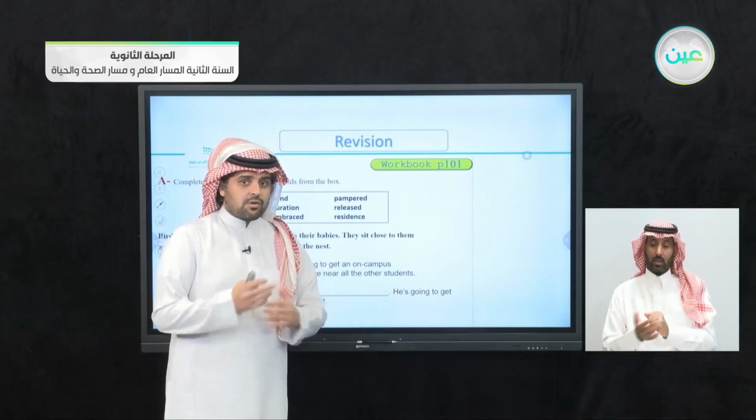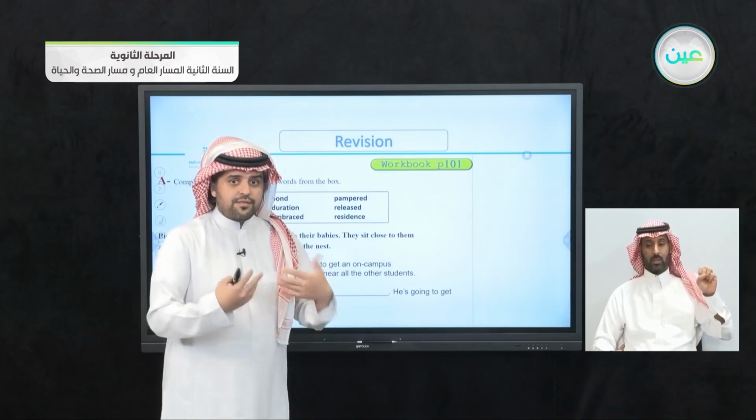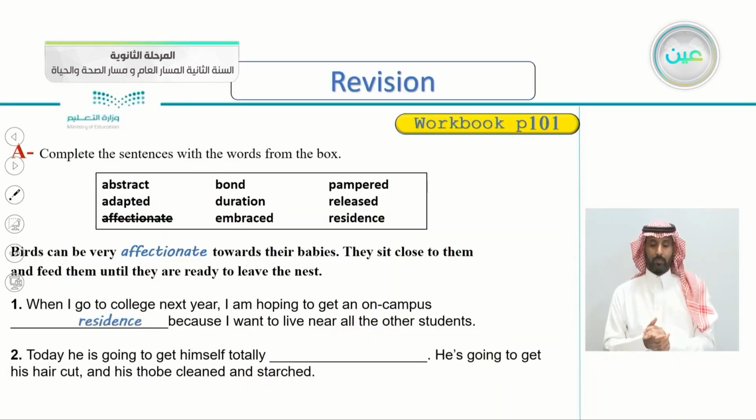So what's the correct answer here? What's the word that means something that you live in? The correct answer here is residence. Residence is the place that you live in. So when I go to college next year, I'm hoping to get an on-campus residence. Why? Because I want to live near all the other students.